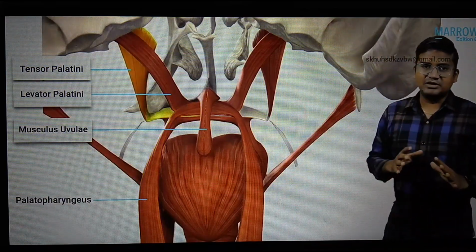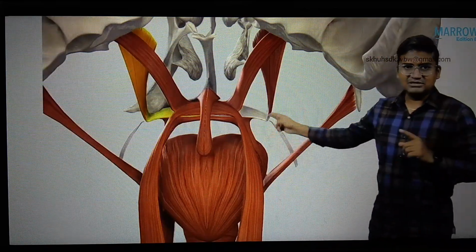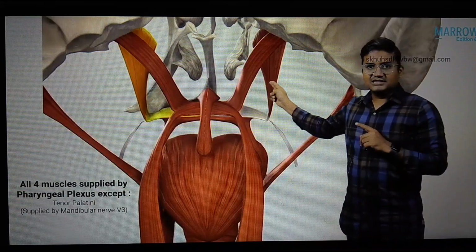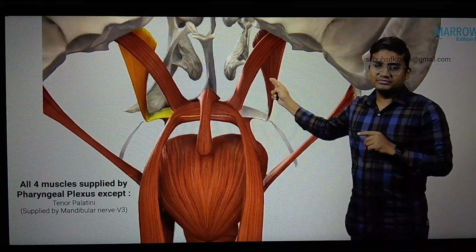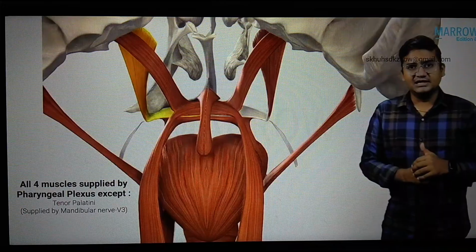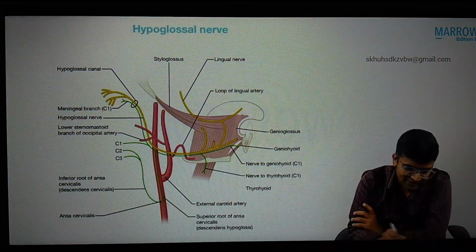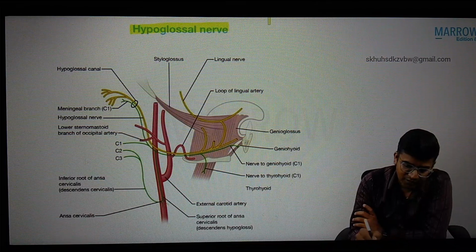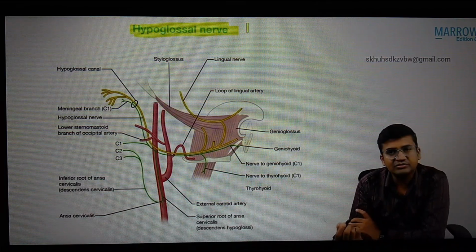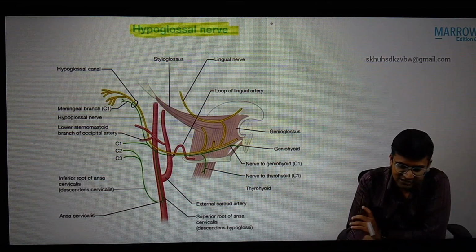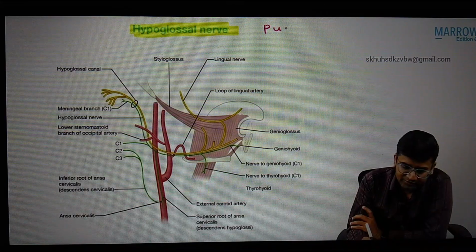All the muscles of the palate are supplied by the pharyngeal plexus except the tensor palatini muscle, which is supplied by the trunk of the mandibular nerve. So now we're going to discuss the hypoglossal nerve. What is the function of the hypoglossal nerve? The hypoglossal nerve is a purely motor nerve.